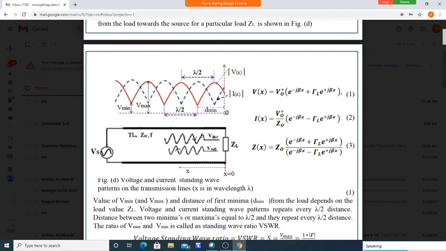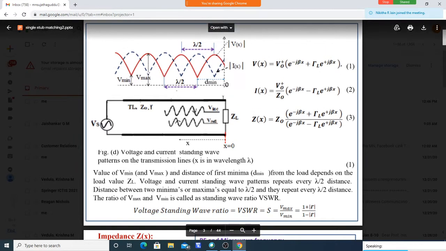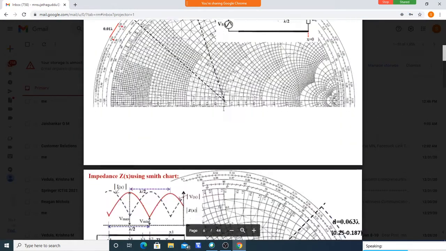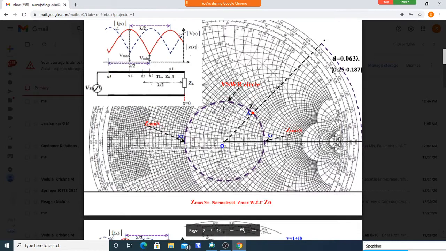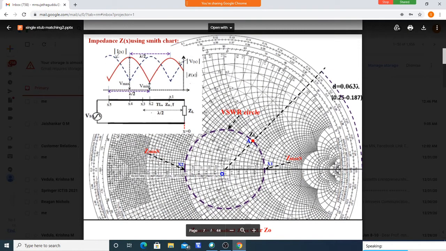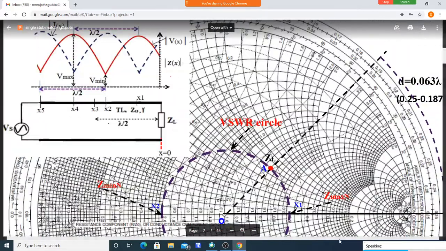But how to measure that, what is the variation, what are the impedance values? You can see that in the Smith chart, how the impedance varies. That is what we were studying in the previous class. So what we have to do here is draw it again. Okay, this is an impedance.